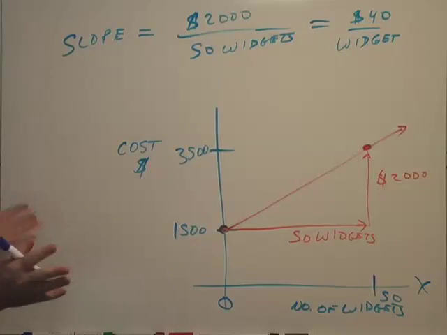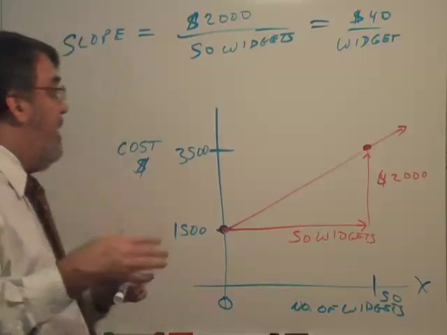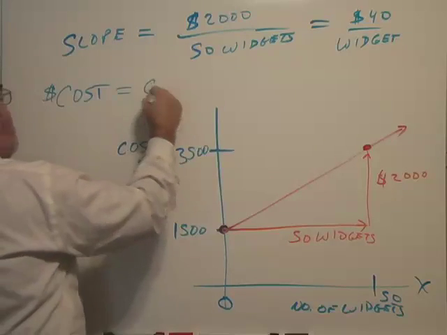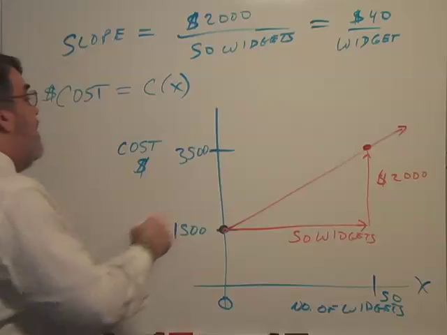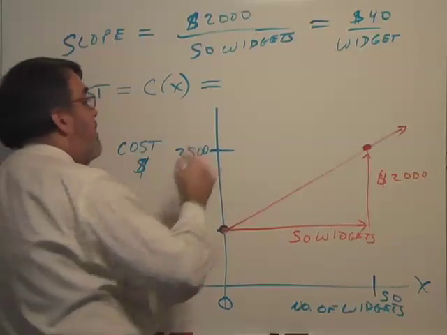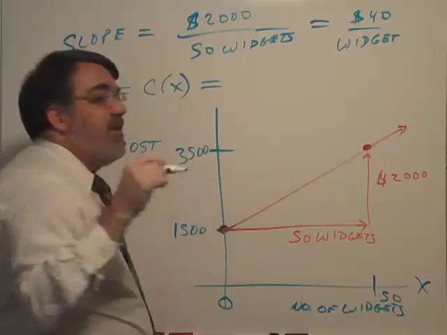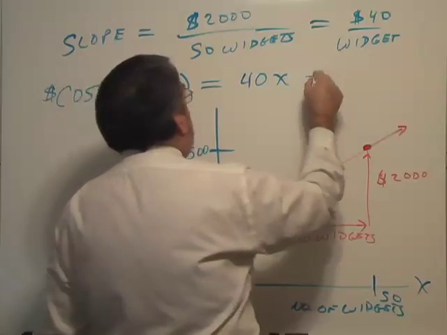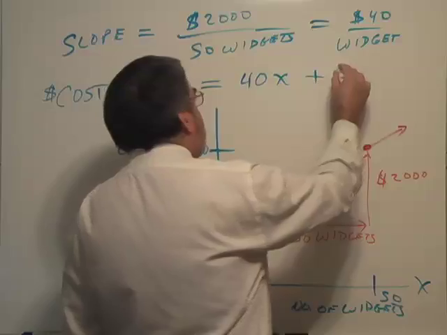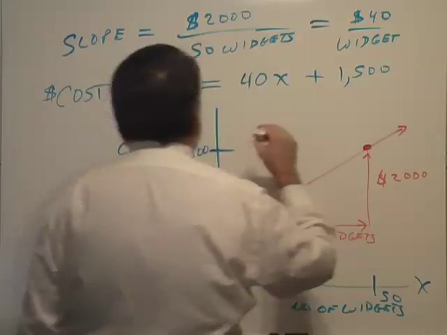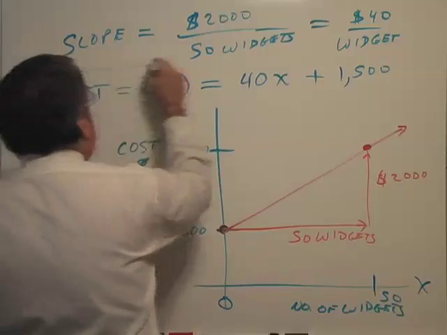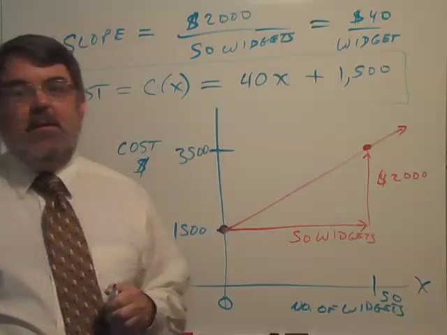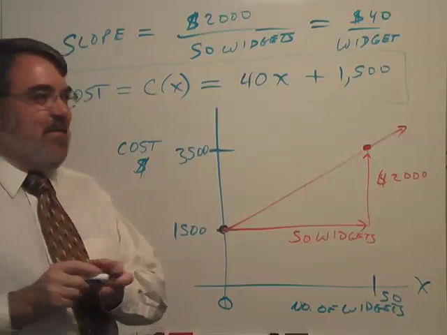Now, while we're at it, let's go ahead and finish this problem. The cost of making X widgets is going to be the slope, $40 per widget, times X widgets. Widgets cancel, so it's 40X plus the y-intercept of 1,500. So let me outline this cost equation. That will calculate for you the total cost of this operation of making X number of widgets.